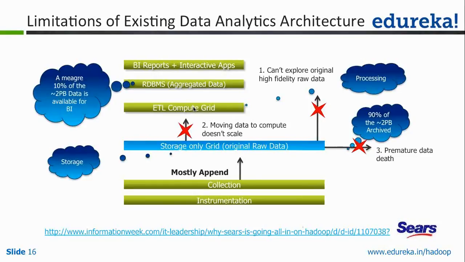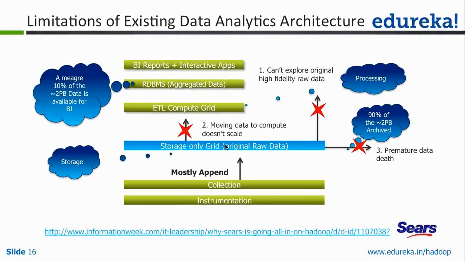Okay. Sushil is asking me what is premature data death. Now, see this, 90% of this data doesn't make it at all to the compute grid at a particular point of time because of the huge size of the data. So the challenge here is that only 10% of the data is available at any point of time to generate interactive reports which can give you insights into the customer behavior.